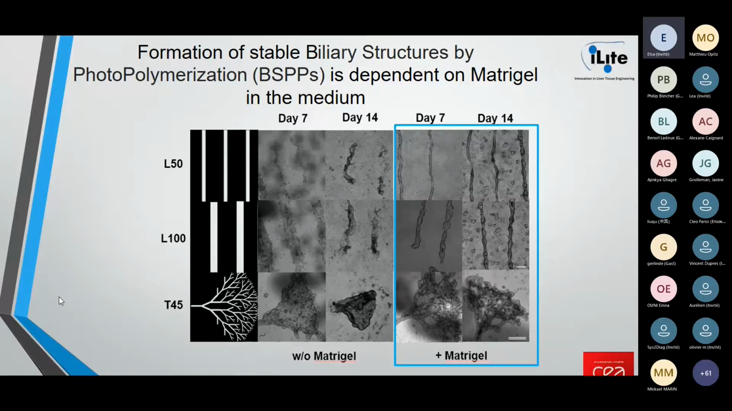Actually, we hypothesize that Matrigel is mainly made of laminin, and laminin is a really important signal for the polarization of the cells over culture time. So Matrigel is required for our culture, but once you put Matrigel in the culture system, you can have stable tube formation over 21 days.